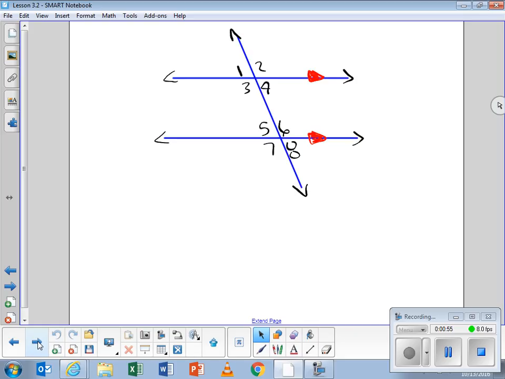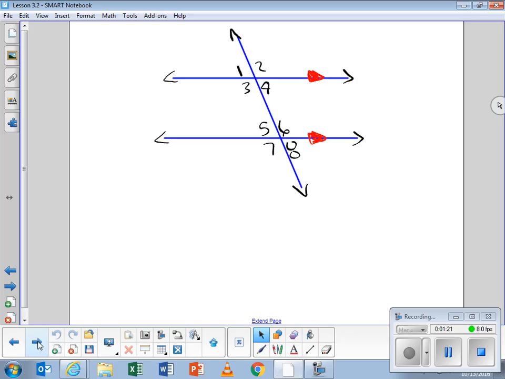So, just a quick review from yesterday and the day before. What do the red symbols mean? Those lines are parallel. Good job. All right? The symbols mean the lines are parallel. What kind of angles are 1 and 5? No. Corresponding. They're corresponding. Now hold on.